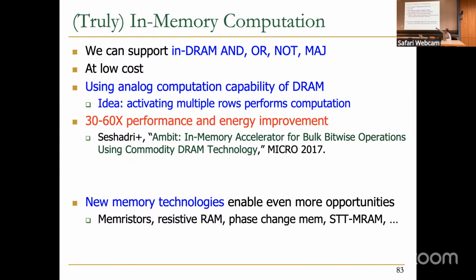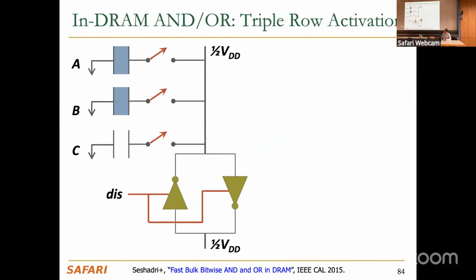New memory technologies are also capable of what we're going to describe in DRAM, but they actually do more, and they don't have destructive reads in general because they are non-volatile. So this is your familiar picture.